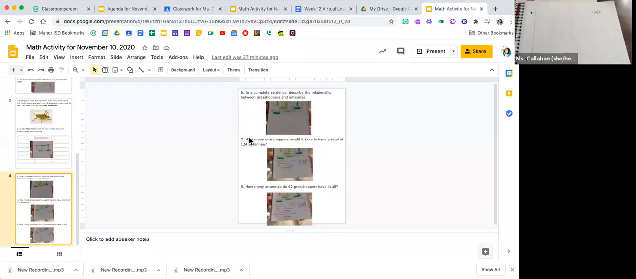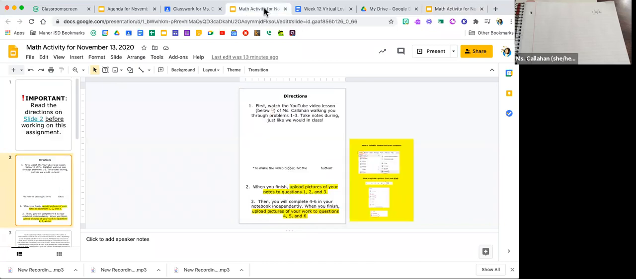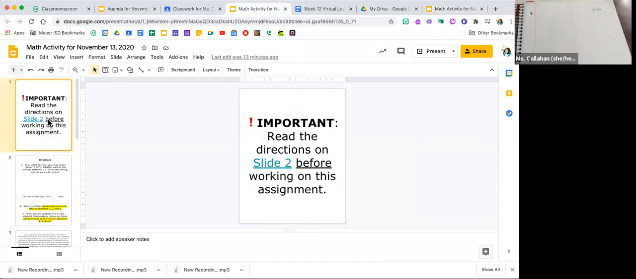Okay, so now friends, let's look at the number. So this is the one from Tuesday. Now we're gonna look at the one for today. So let's look at the instructions right here first.